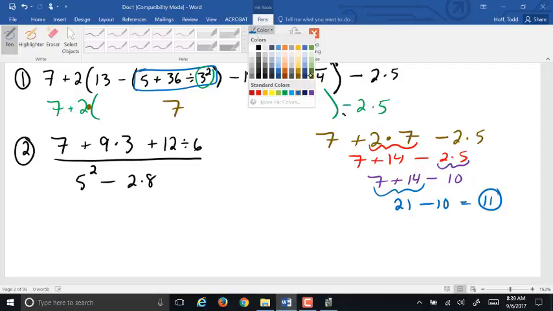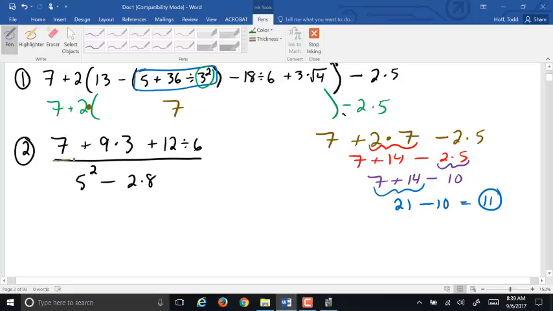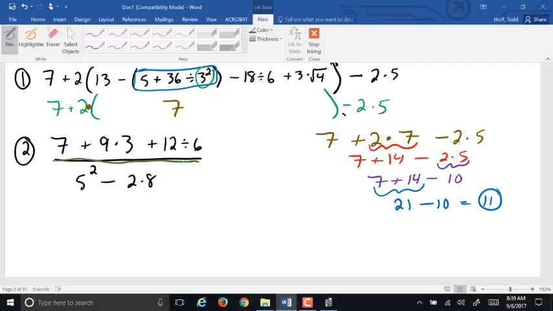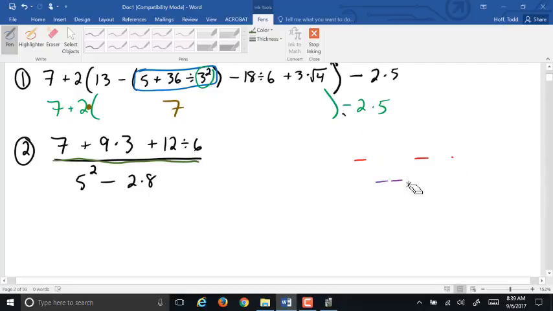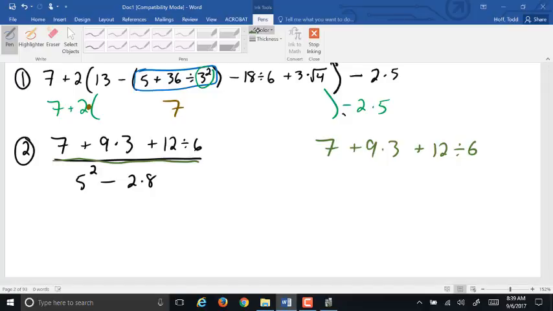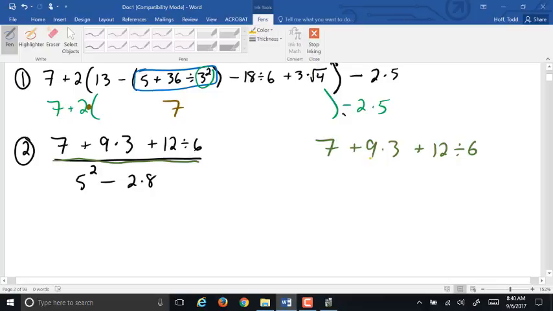Now to problem number 2 here. The fraction bar tells us we're going to divide, but it is also an enclosing symbol, if you remember. So we have to do everything that's on top first. So I'm going to make room over here to do that. 7 plus 9 times 3 plus 12 divided by 6. What do I have to do first on there? 9 times 3 is 27. And then do the division. 12 divided by 6 is 2.